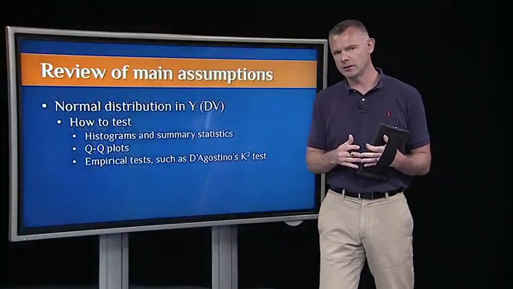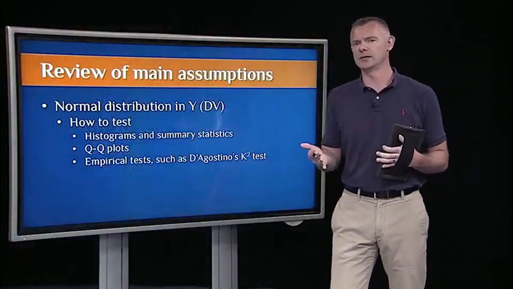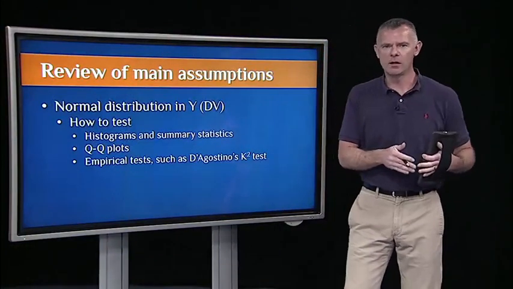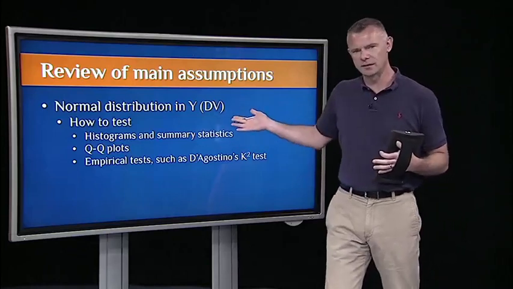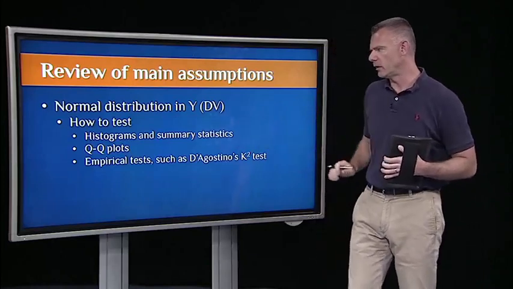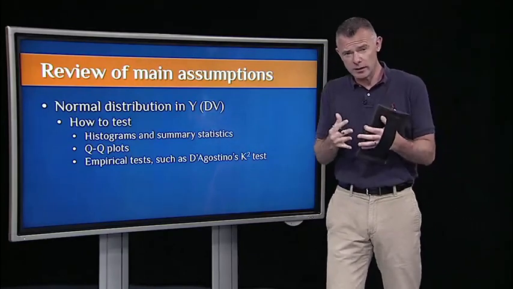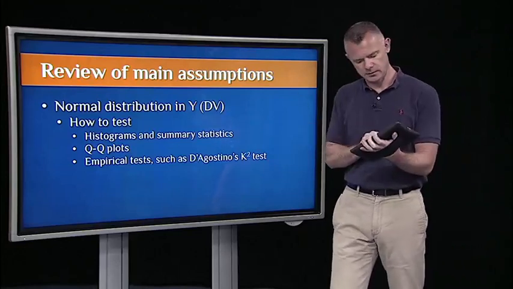There are a few empirical tests. Probably the best known is D'Agostino's K-squared test, but they're very rare. It's unusual that we would employ them just to test this assumption, but I wanted to make you aware of them. You can Google empirical tests of normal distribution if you really want to get a test of this assumption.